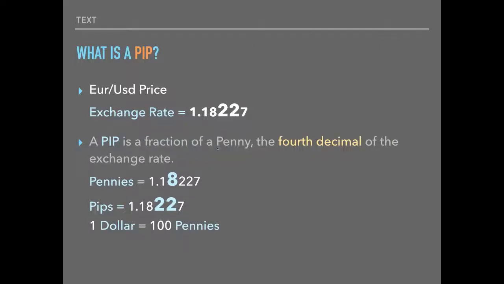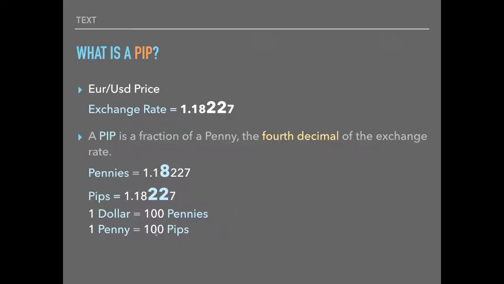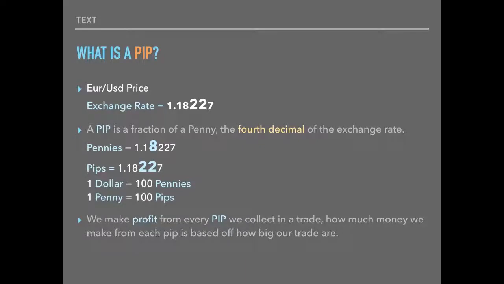If we go lower, 100 pennies is equal to $1. So if this went up 100 pennies, this whole dollar would change. But 100 pips is equal to 1 penny. If the fourth decimal goes up 100 pips, then the penny will go up by 1 penny. Let's give you a little bit more of an example. We make profit from every pip we collect in a trade. How much money we make from each pip is based off how big our trades are.